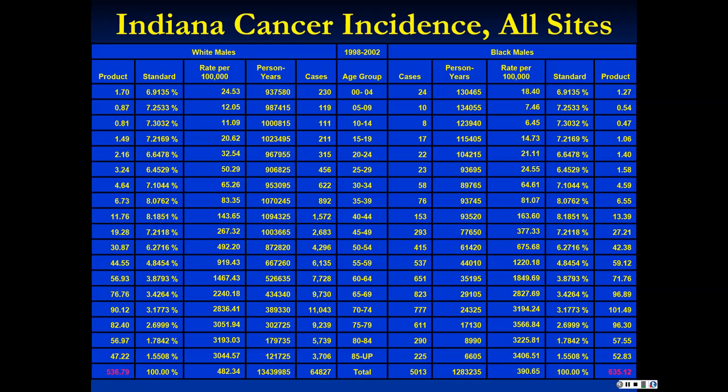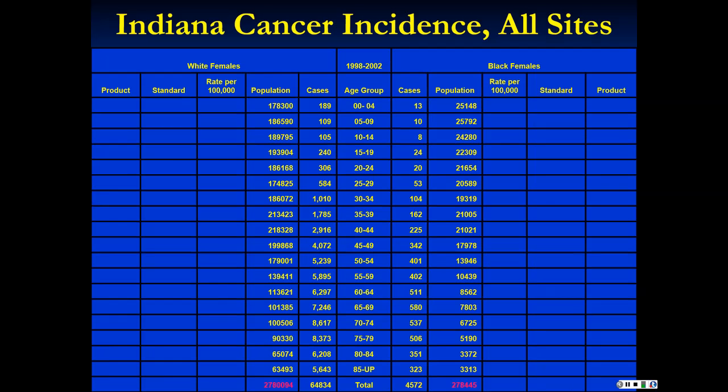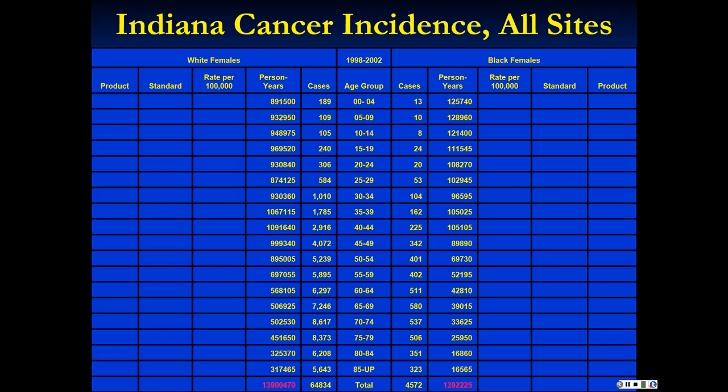So the age-adjusted rate is a weighted average. I can do the same thing for the females. Again, we have the age group listed down the middle and the number of cases, and we see about 65,000 cases among white females and a little less than 5,000 among the black females. And we compare the populations, and the population is about 10 times as high among the white females as the black females. And it's true when you say person years also.